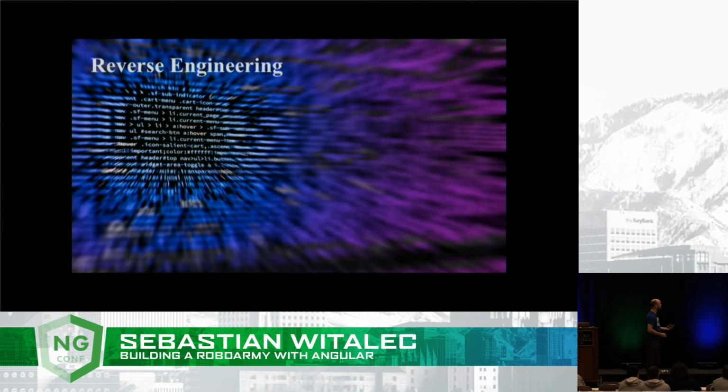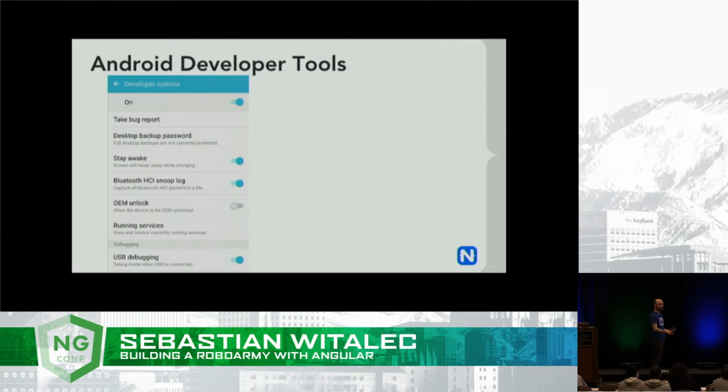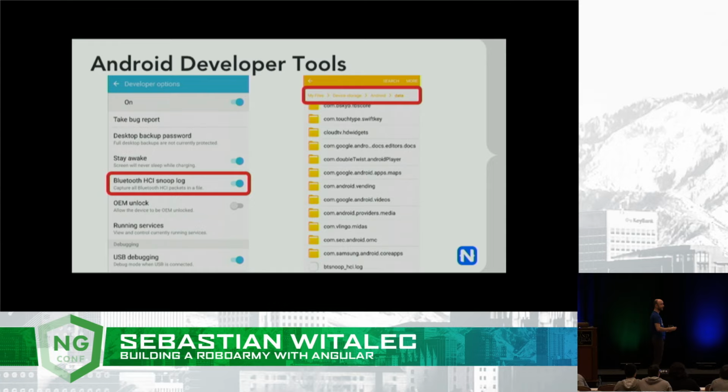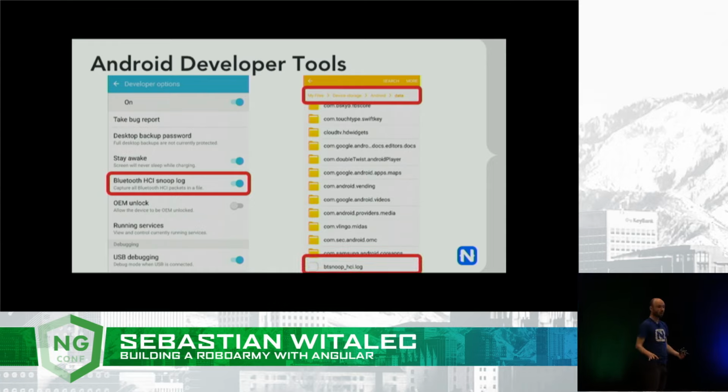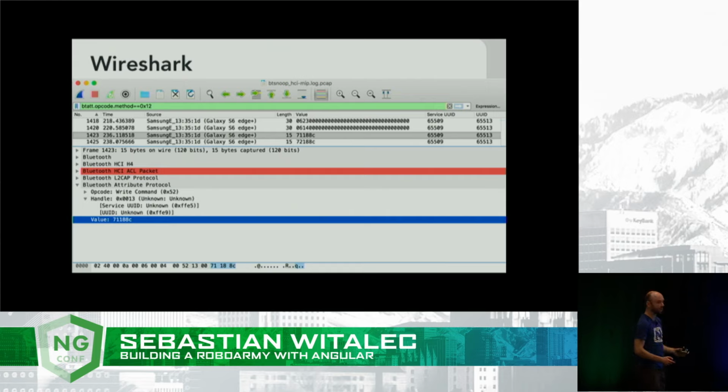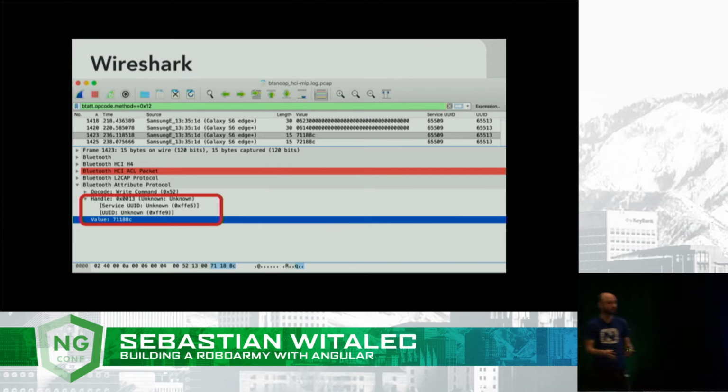What you can do is, if you have an Android device, you can go to Android developer options and enable Bluetooth HCI snoop log, and then if you use an application, it will log all the Bluetooth communication for you, right? So it's pretty cool. Once you have this log file, you can use a tool called Wireshark to inspect all the packets from the application. You can go step by step and see what commands were sent.